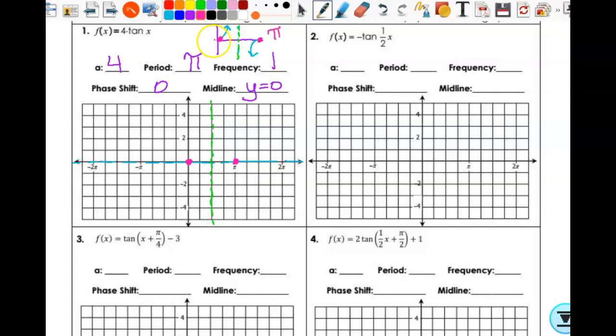Then halfway between these two, I go up whatever the amplitude, whatever A is. Halfway between these two, I'm going to go up to 4. Halfway between these two, I go down 4. Okay, there are my 5 anchor pieces. Any questions on where anything came from? All right. Now just repeat the pattern and get the rest of it in there.